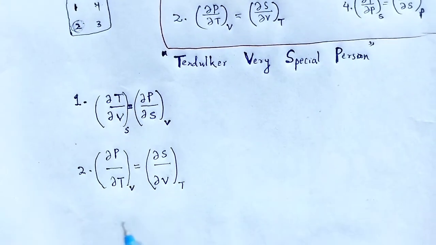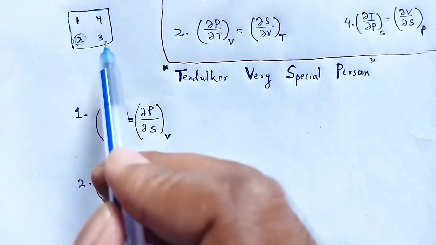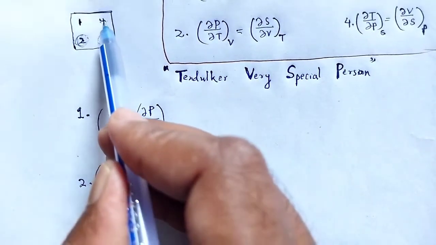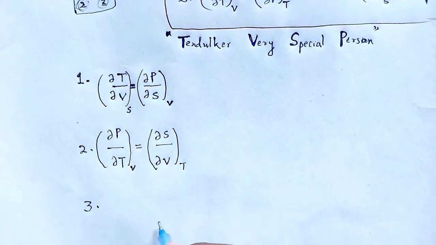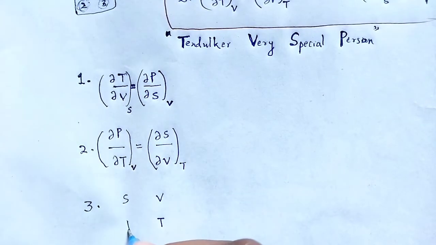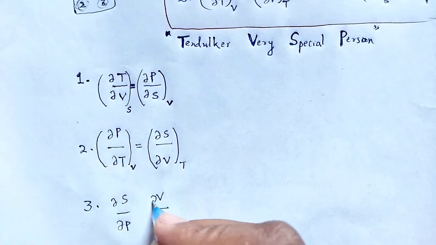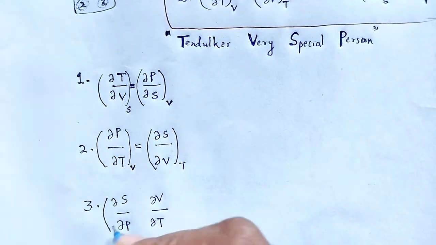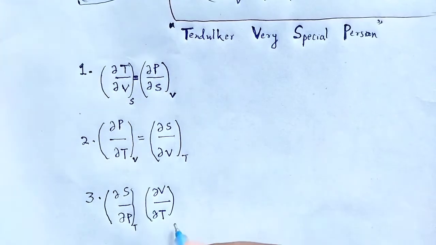Next, the third one, how do you derive it? Now T starts from here: Tendulkar, very special person. So I started T here, Tendulkar, very special person, dividing this as del S, del P, del V, del T. Now taking T here as constant, taking P here as constant.